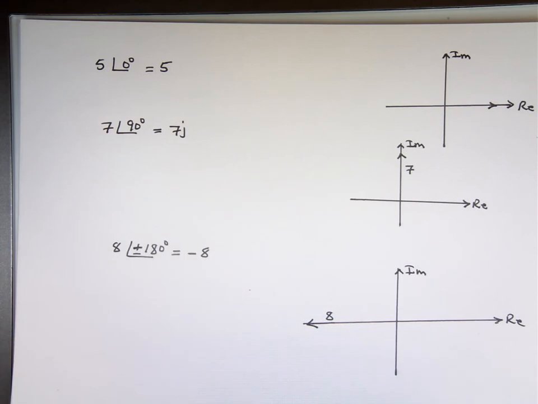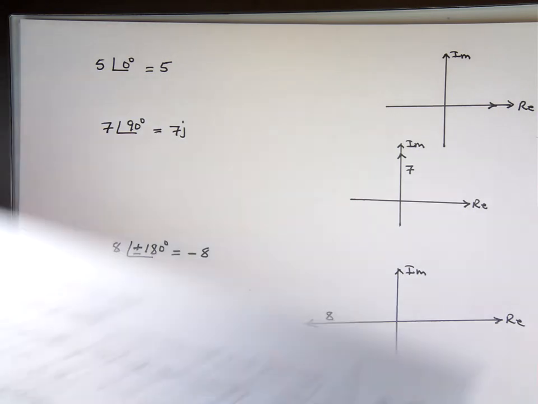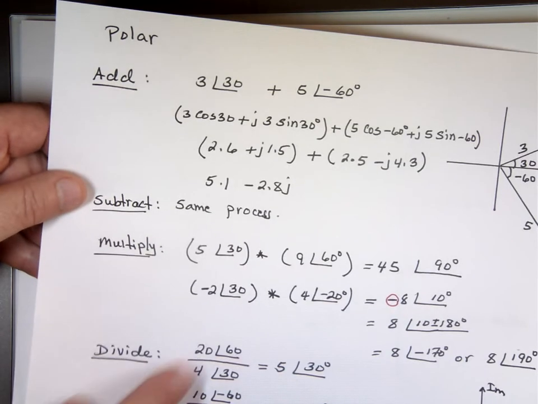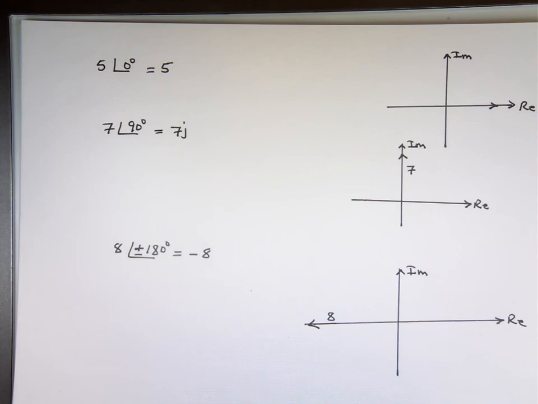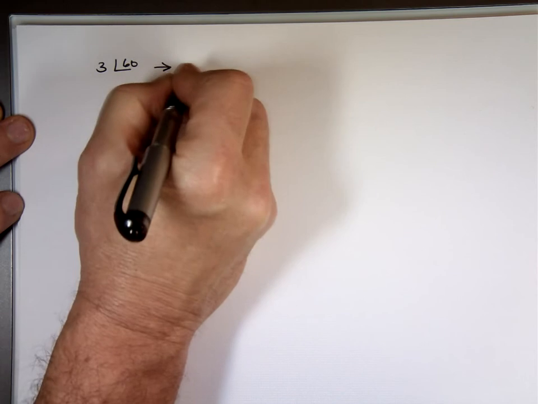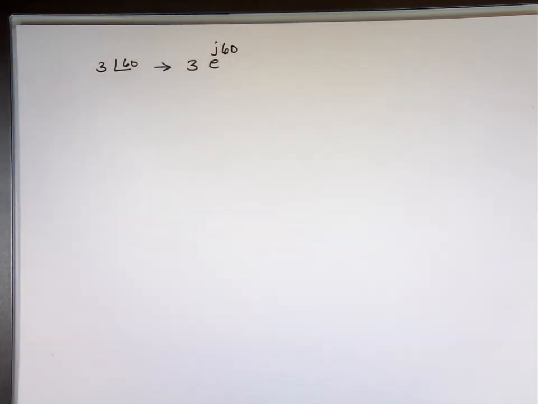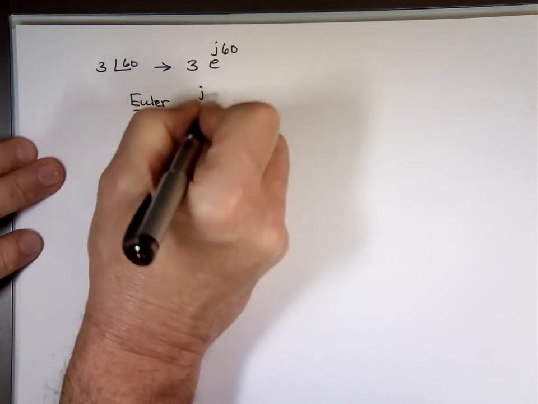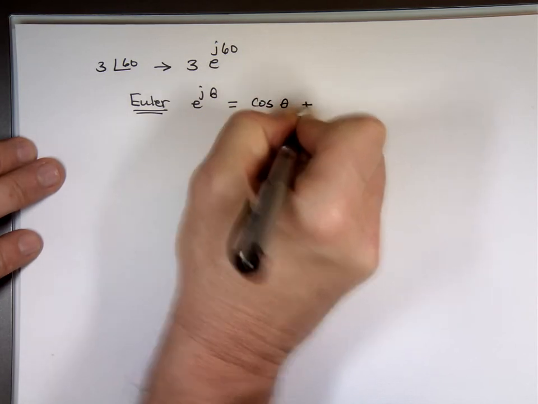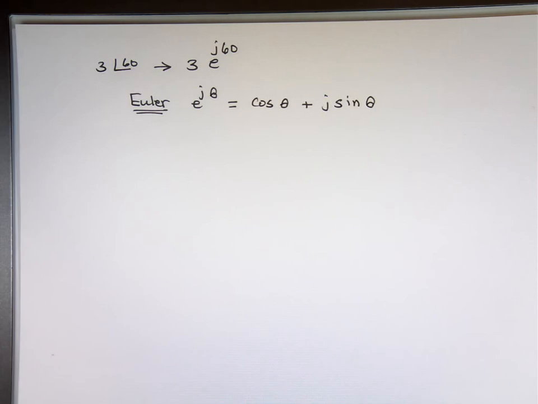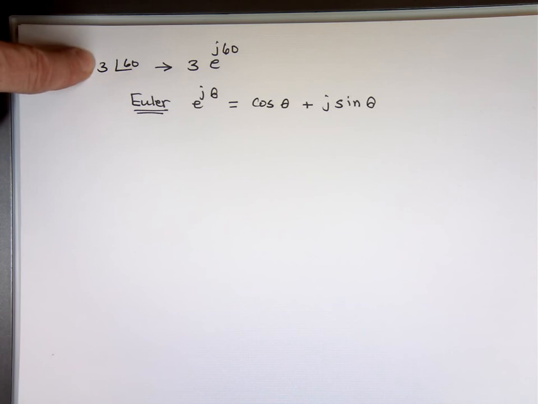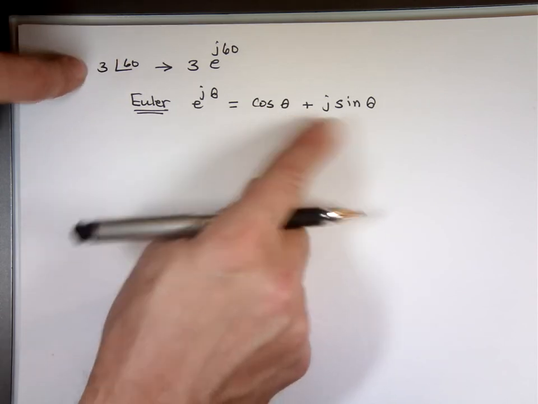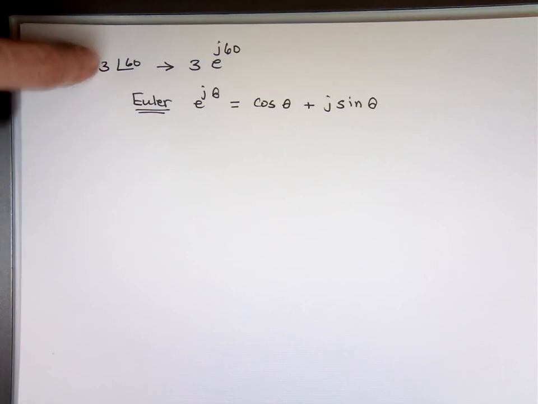The only thing I have, like in my mind, like nobody asked this: how come when you multiply these you add the angles, and when you divide these you subtract? Why is that? Because when you write 3 angle 60, what that means really is 3 times e to the j 60. Does anyone remember Euler's identity? It says e to the j theta is what? Cosine theta plus j sine theta. When you break this one down, isn't that 3 cosine 60 plus j 3 sine 60? So when you write 3 angle 60, it is 3 e to the power of j 60.